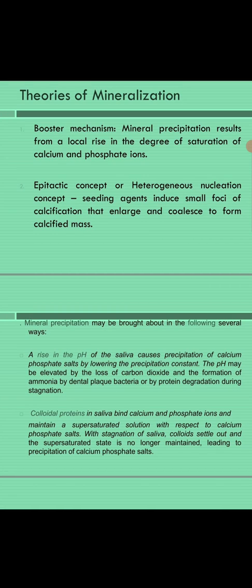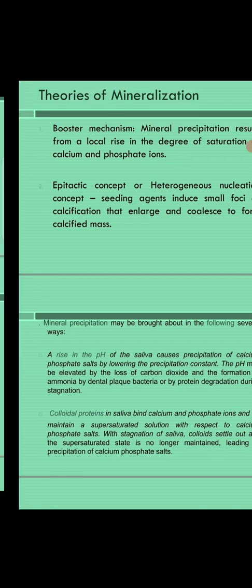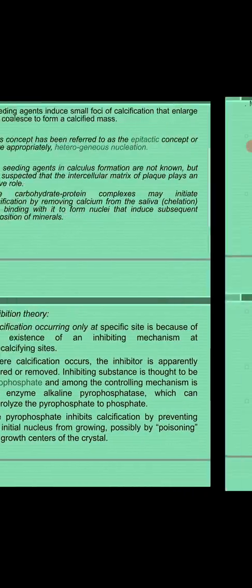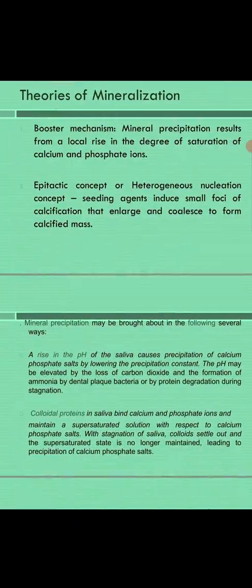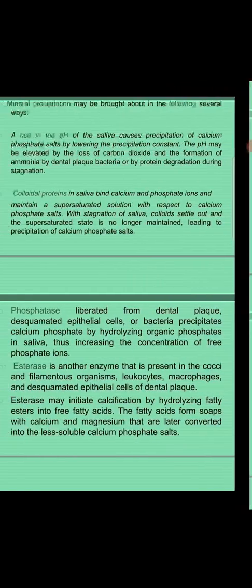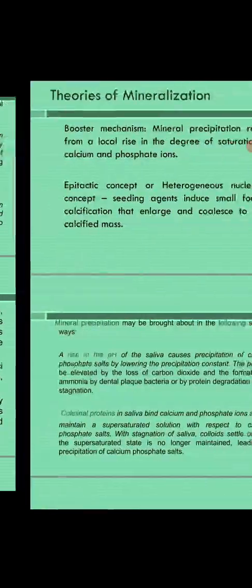Second theory is the epitactic concept or heterogeneous nucleation concept, also known as seeding agent. This theory says that seeding agents induce small foci of calcification that enlarge and coalesce, meaning fuse, to form a calcified mass. Now come to the detail. First, how according to the booster mechanism mineral precipitation occurs, and this occurs by four methods.